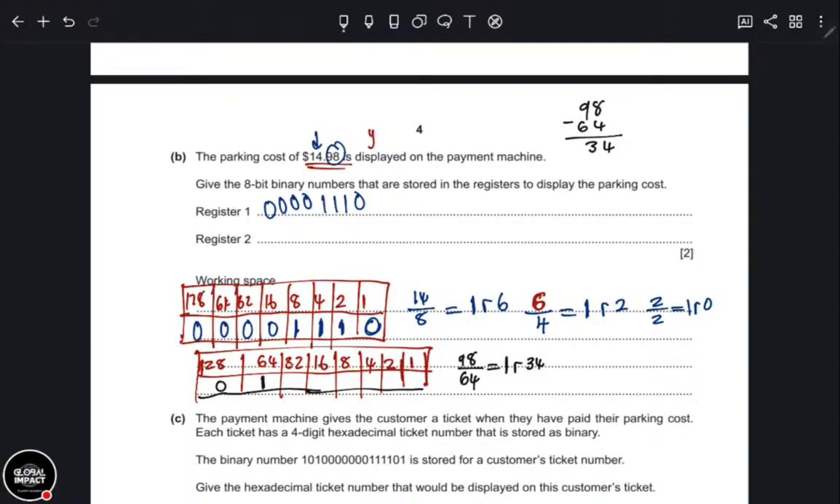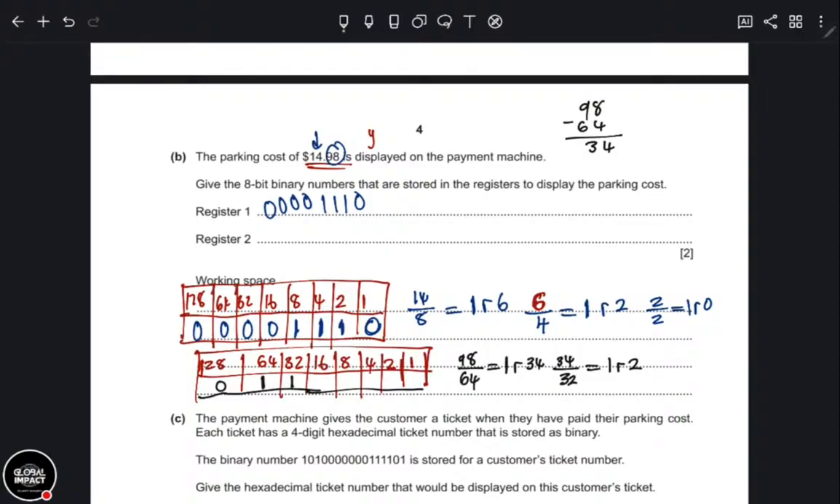Now we'll go to the next number, 32. Is it smaller than 34? Because we are now looking at the remainder. We are now working with the remainder. That's 34. Okay, is 32 smaller than 34? Yes, so we put a 1. So here we would say it would be divided by 32, and you get a 1, remainder 2. Because 34 minus 32 is just 2.